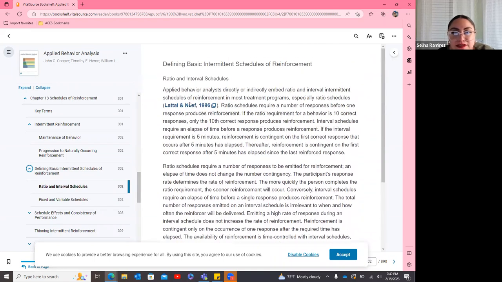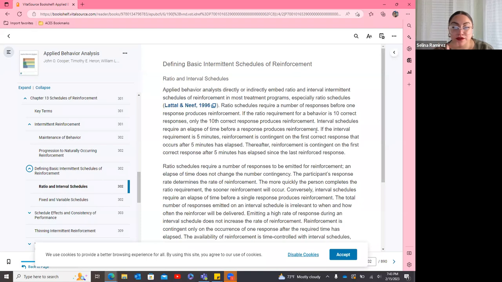Let's see, where are we? Ratio and interval. Behavior analysts directly or indirectly embed ratio and interval intermittent schedules of reinforcement in most treatment programs, especially ratio schedules. Ratio schedules require a number of responses before one response produces reinforcement. So what I always tell my technicians is whenever you think of ratio, the R's match, right? R equals R. So ratio equals response.